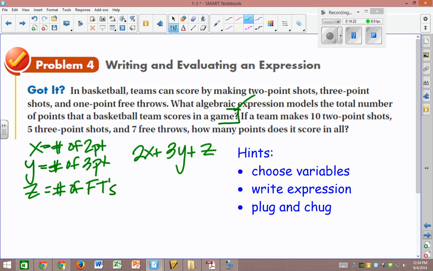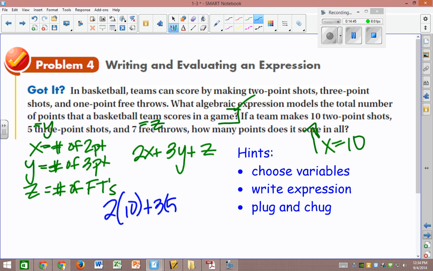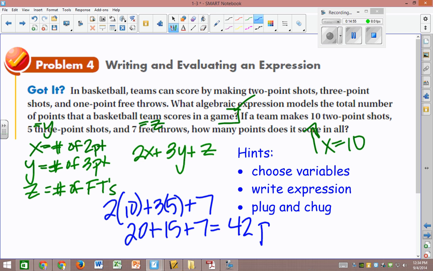If a team makes 10 2-point shots, I think that's telling us that x is 10. Yep. Because I know that'll end up being 20, and that's what I get by plugging those in. So they're telling us x is 10, y is 5, and z is 7. So let's evaluate our expression that we just wrote. So that's 2 times 10 plus 3 times 5 plus just 7. So what's 2 times 10? 20, plus 15, plus 7. What is that? 42. So 42 points total if you made those many shots.